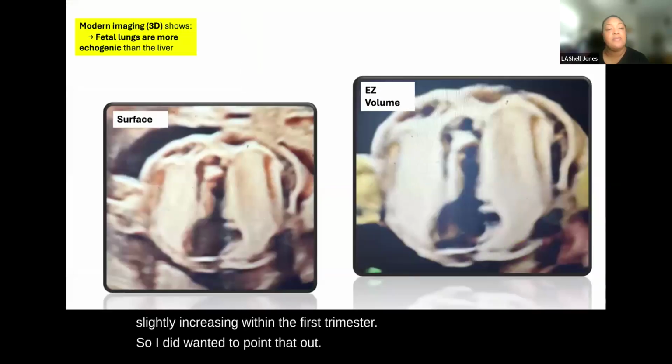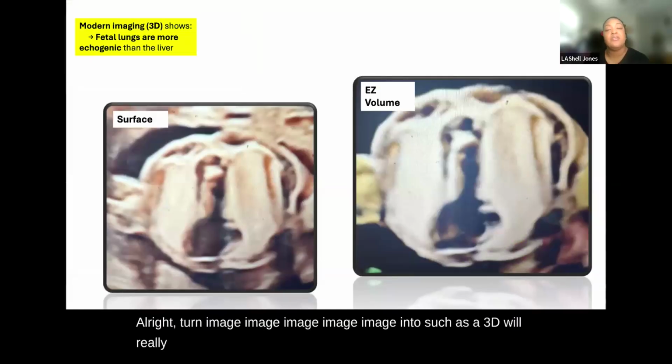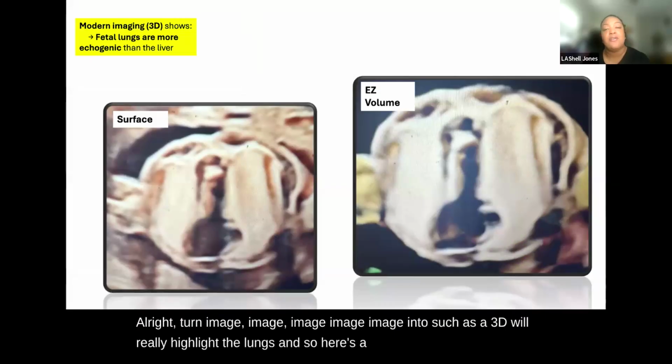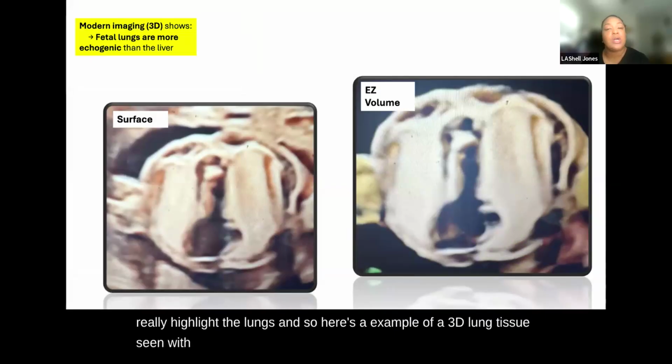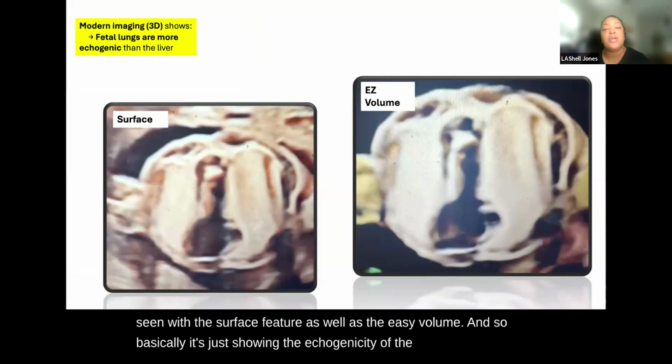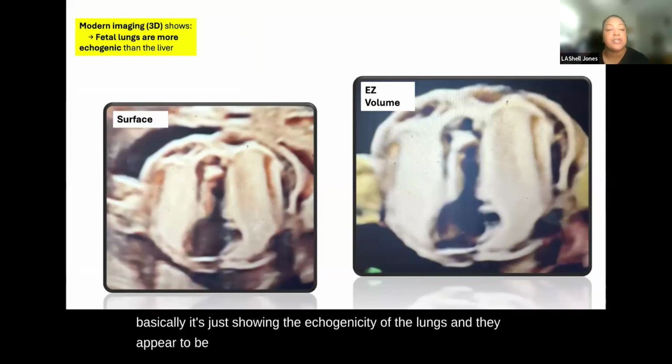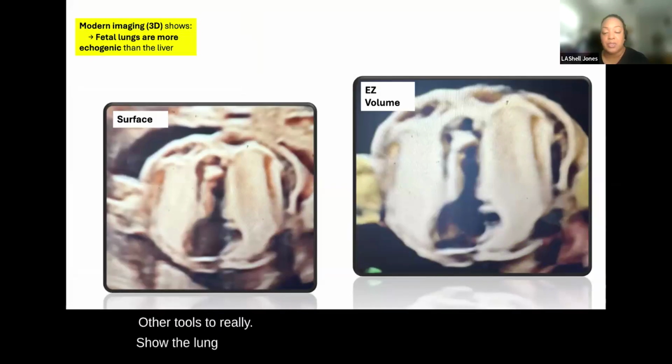All right. Now, some of our modern imaging tools, such as our 3D, will really highlight the lungs. And so here's an example of 3D lung tissue seen with the surface feature as well as the easy volume. Basically, it's just showing the echogenicity of the lungs, and they appear to be more echogenic than liver. And so I just wanted to highlight that you can use other tools to really show the lung tissue and how normal it can be.